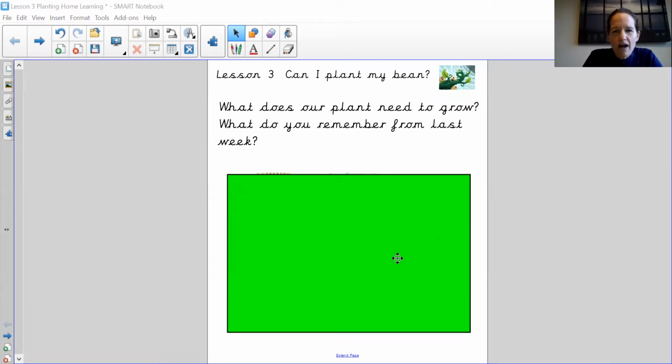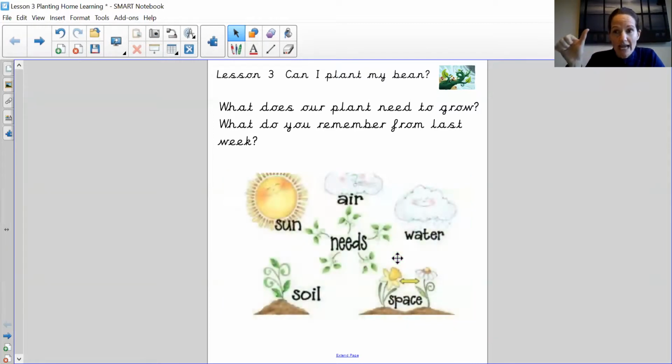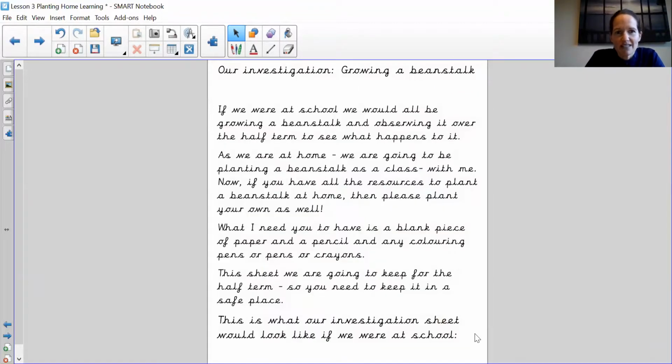Did you remember all 5? So it needs air, sun, water, space, and soil. So well done if you remembered those 5 facts about a plant. Now today, we are going to be using water and soil, making some space, having air, and hopefully some sunshine. So let's start our investigation.